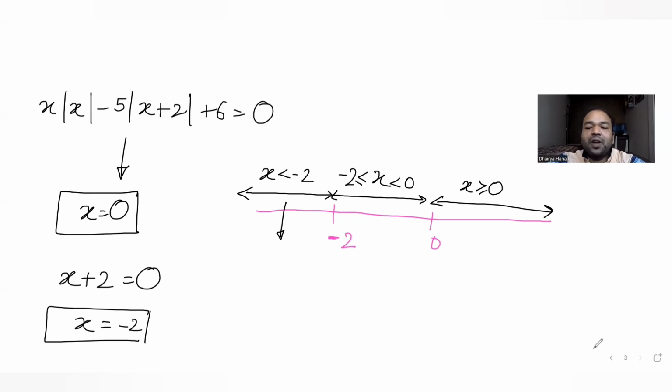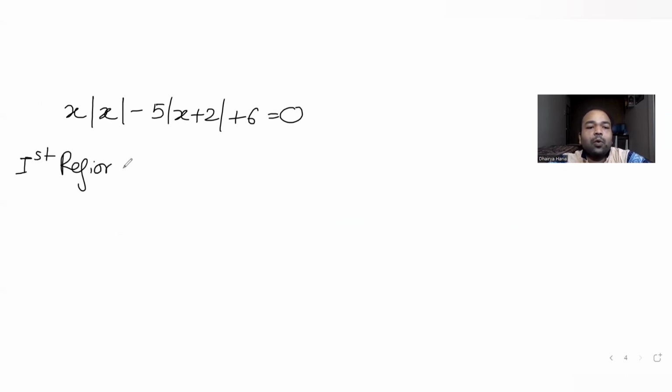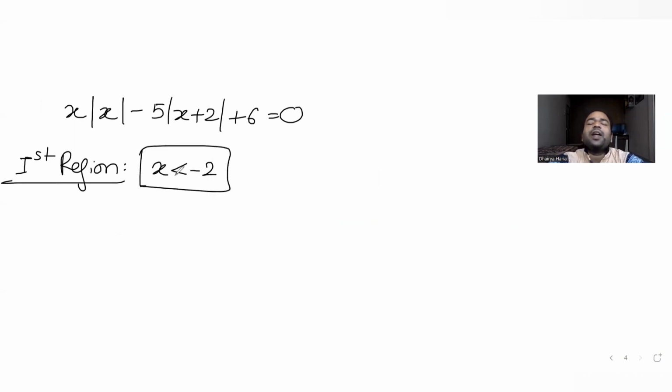In the first region, if I write that equation again and analyze it where x is less than -2, and I take any value of x, let's say -5, the expression inside the first mod is negative because it's -5. And -5 plus 2 is -3, which is also negative.